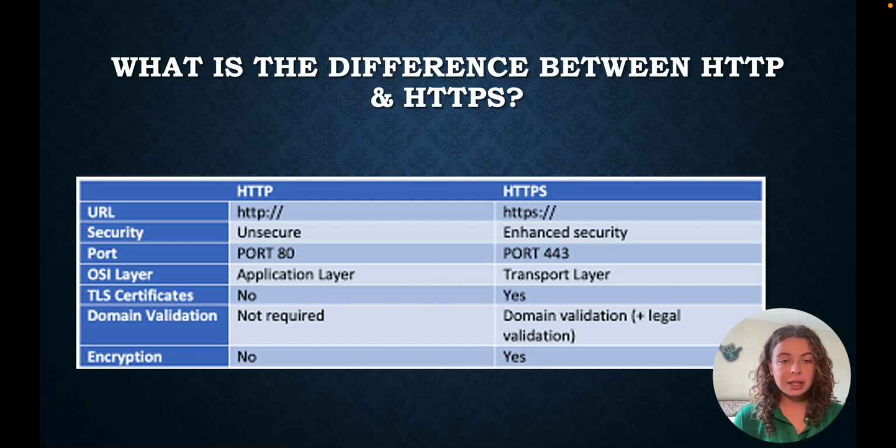The key differences of HTTP and HTTPS, starting off with security, HTTPS encrypts data, HTTP does not. Performance-wise, HTTPS may be slightly slower due to its encryption overhead. And trust-wise, HTTPS websites often show a padlock icon in the browser, signaling that they are secure.